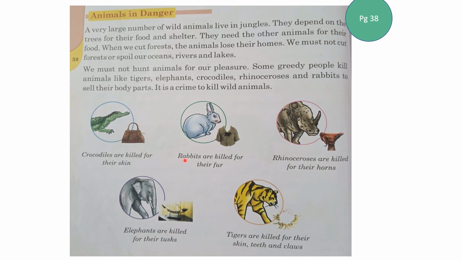So for example, usually crocodiles are killed for their skin. उनकी skin से we can make different sorts of bags. Rabbits are killed for their fur. We make fur coats, etc., from rabbits' furs. Rhinoceroses are killed for their horns. So ये जो इनका एक horn होता है, that is used as decoration and people kill rhinos for that.